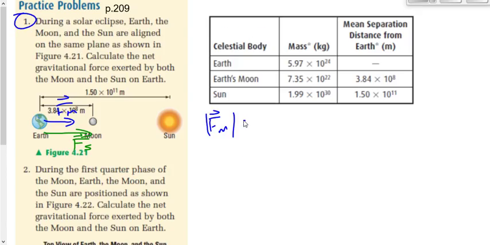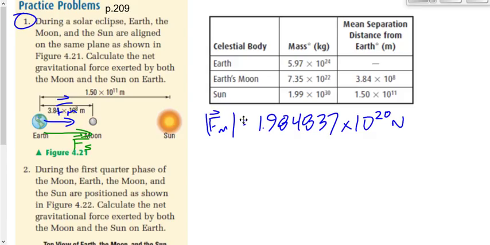Let's go to the unrounded number there, 1.9. Who's got the unrounded number? 1.98483. Okay, that's good enough. Times 10 to the 20. Okay, so that was the force of the Moon on the Earth.